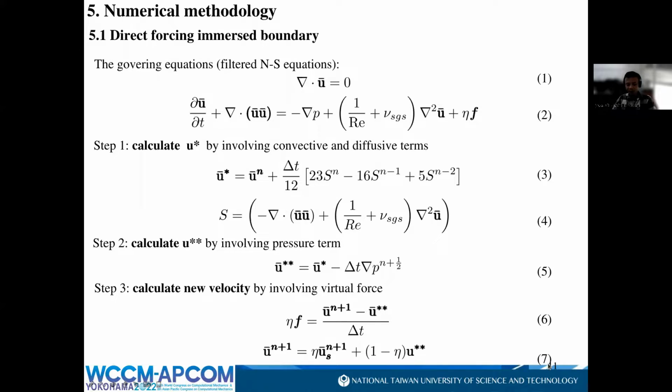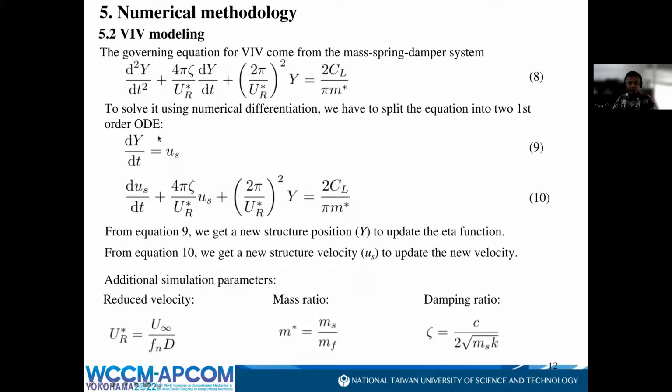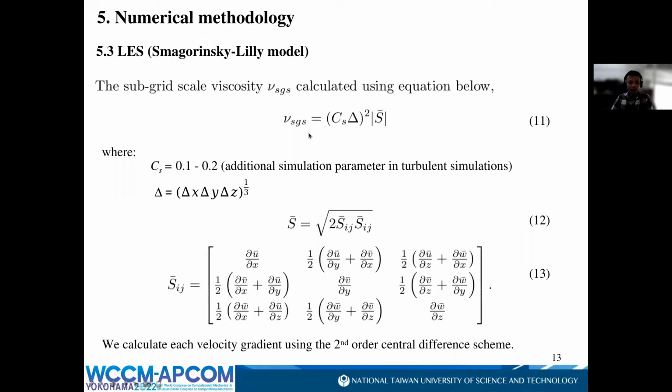And then based on this third governing equation, we will have three additional parameters, which are the reduced velocity, the mass ratio, and also the damping ratio. Next, this is the LES, or large eddy simulation.